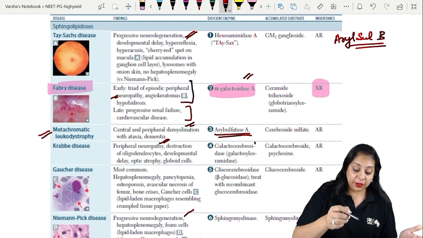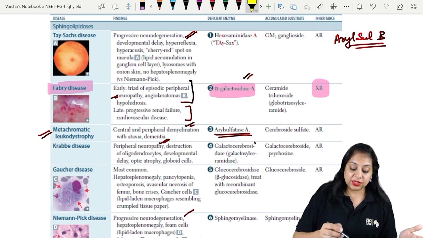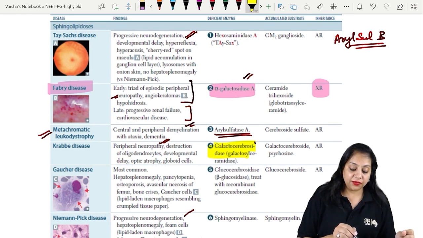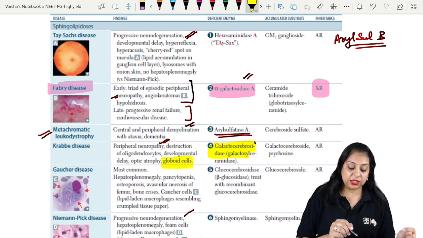Krabbe's disease is what you see in this. In Krabbe's disease, that is because of the galactosidase deficiency, right? And what do we see? We see the globoid cell.